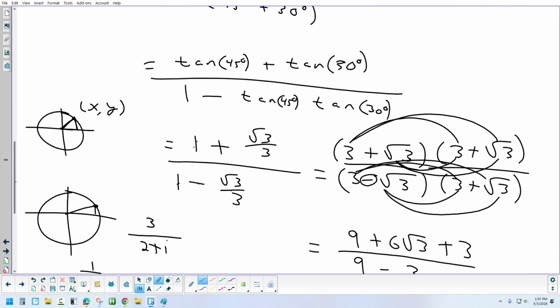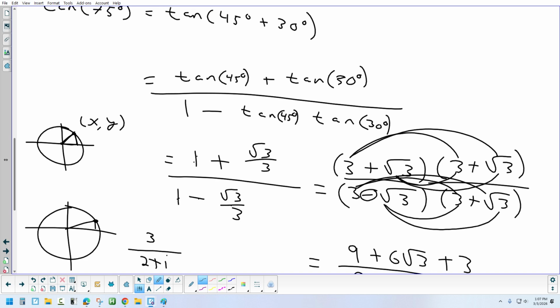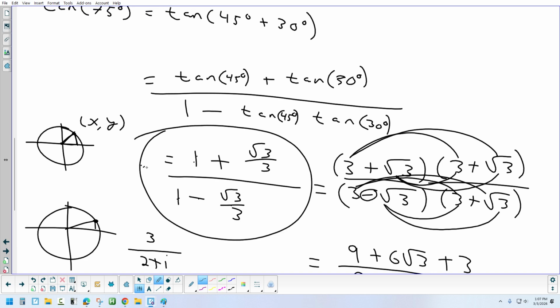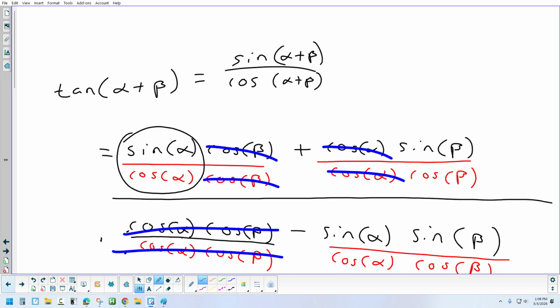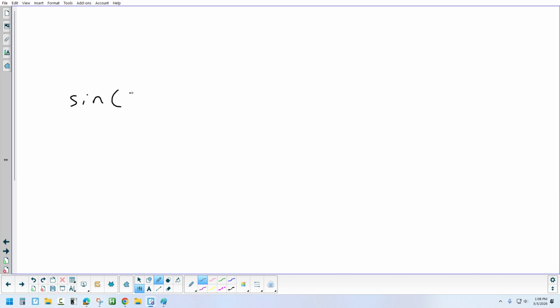So the tricky part of this problem was done here. After we get to that step, there's no more trick. Everything else is really arithmetic, just fixing roots and fractions. Any question on the tangent of 75? All right. So now you have formulas to get rid of addition and subtraction inside of a sine, cosine, or tangent. Let's look at this.